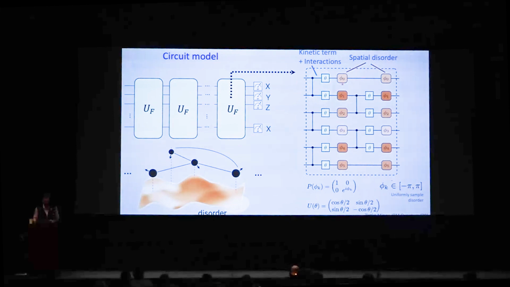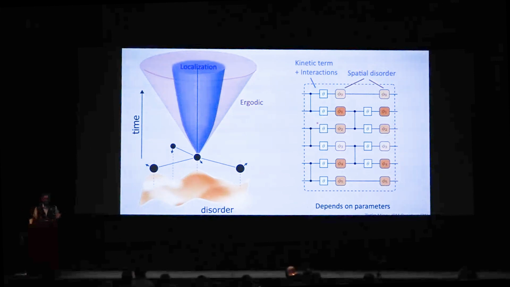And we also have some spatial disorder, where at each site we're going to have a different phase that is constant in time, but different for different spatial sites. And these phases will be randomly sampled from -pi to pi uniformly, while we'll vary the angle theta here for the interaction. Now there are two, let's say, potential regimes.